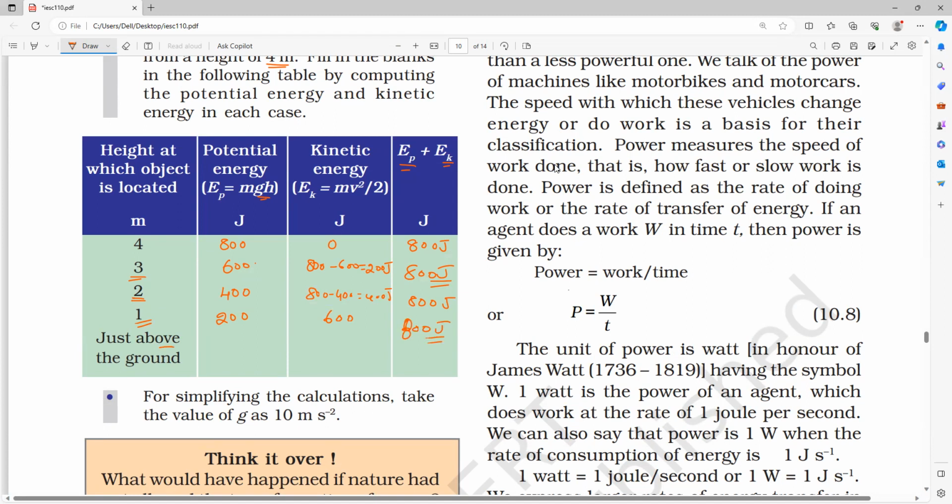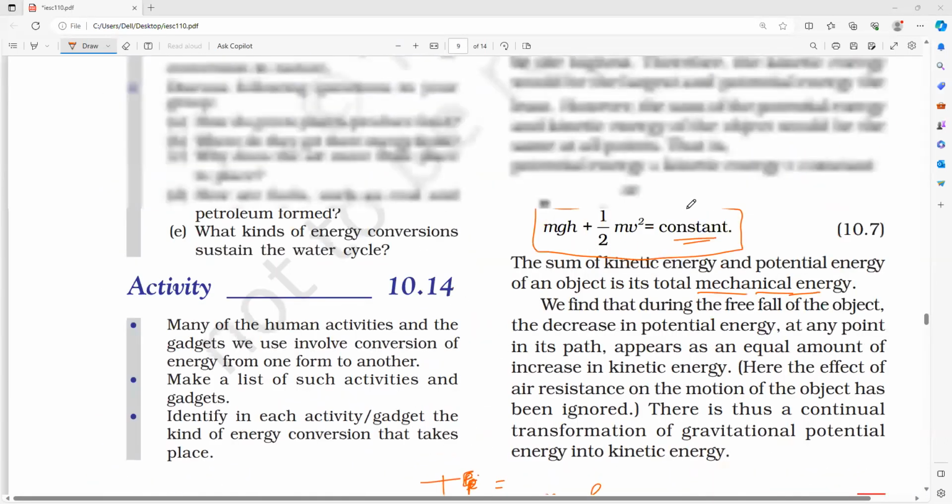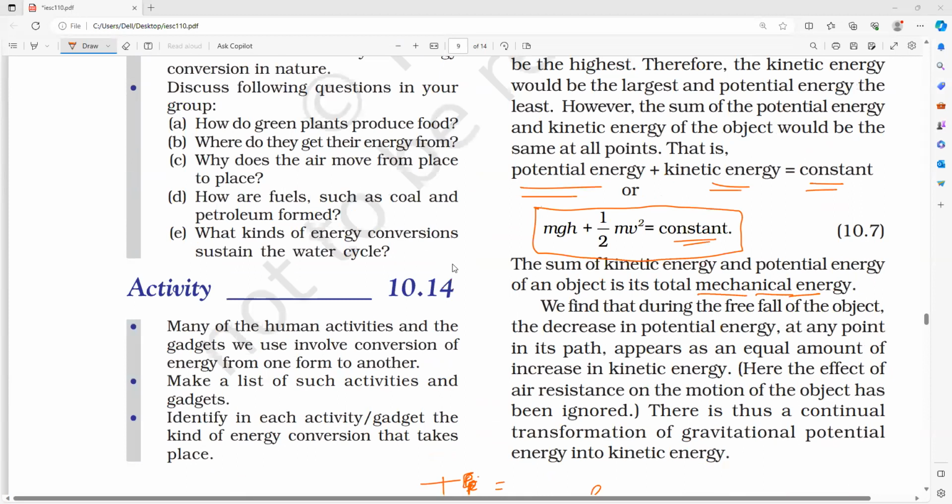Just before reaching the ground, h is equal to 0, so potential energy becomes 0. By then, the complete energy will be transformed into which energy? Kinetic energy, again 800 joules. So if you notice, everywhere energy is neither created nor destroyed, but remains conserved. Always the sum of potential energy plus kinetic energy in the case of free fall remains constant. That is what we wanted. That is called the law of conservation of energy.